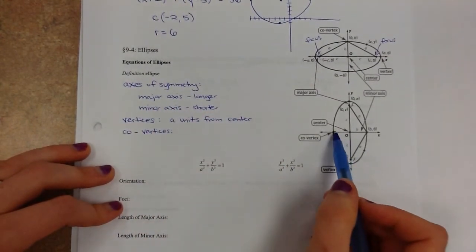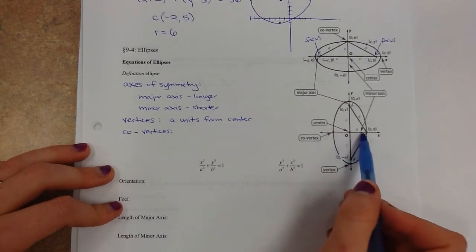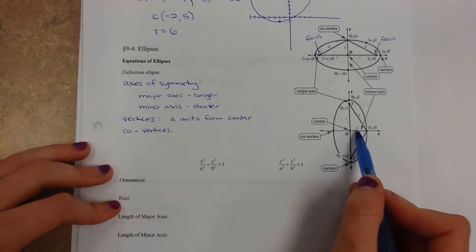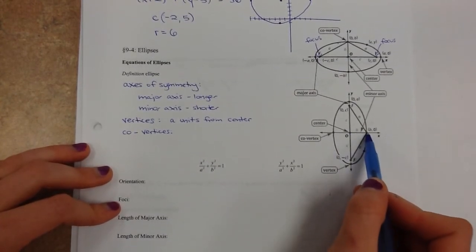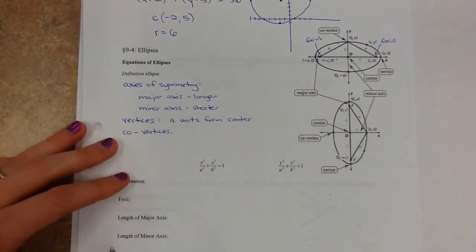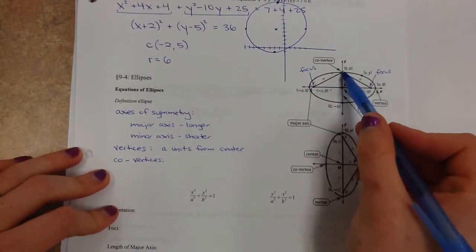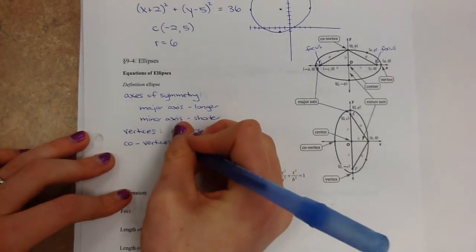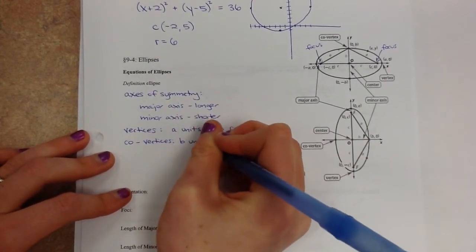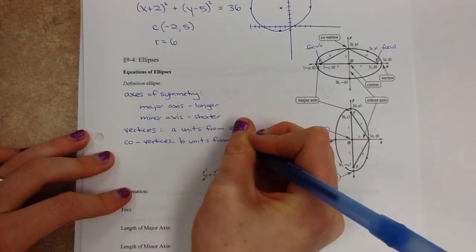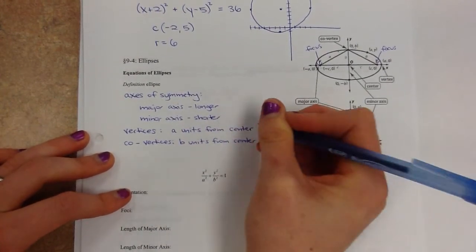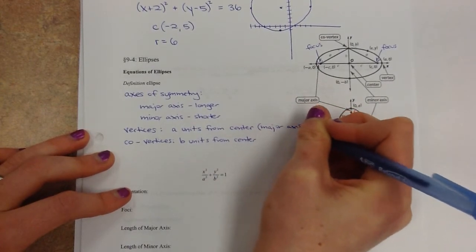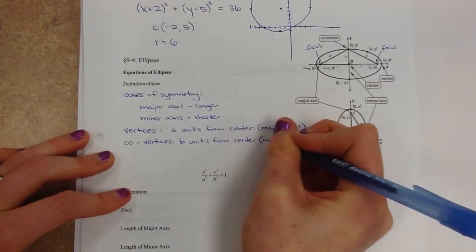and those mark the end of the minor axis. So this right here is the minor axis. The co-vertices are on the end of that. So notice this is B units. If this is 0, 0, I go B units to the right. I go B units to the left. If this is 0, 0, I go B units up or B units down, and you can see that labeled right here. So the co-vertices are B units from the center. Okay, the vertices lie on the major axis, and the co-vertices lie on the minor axis.